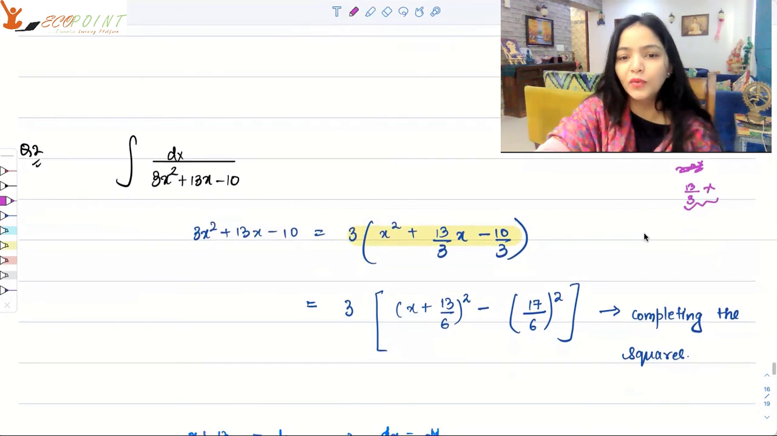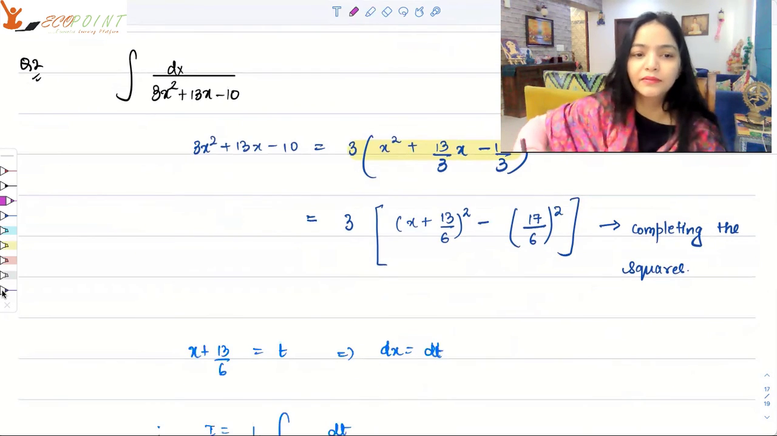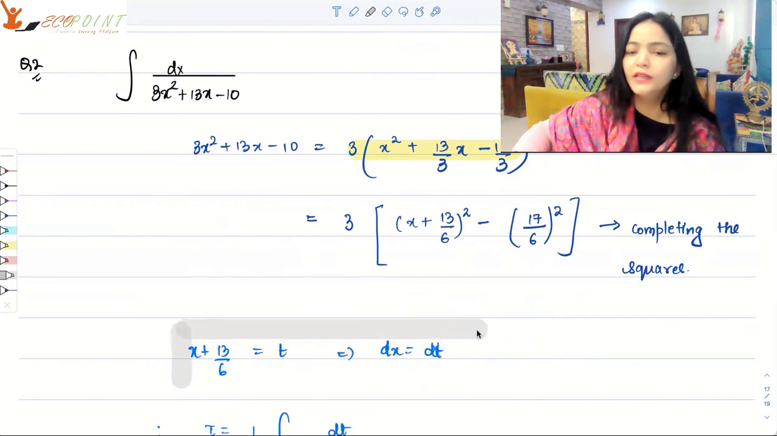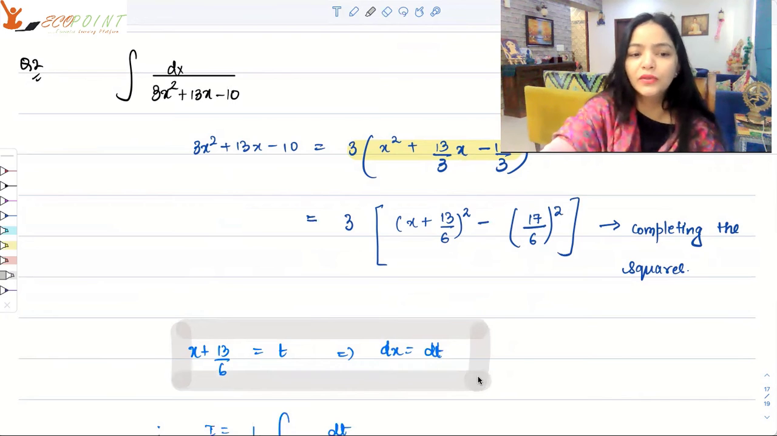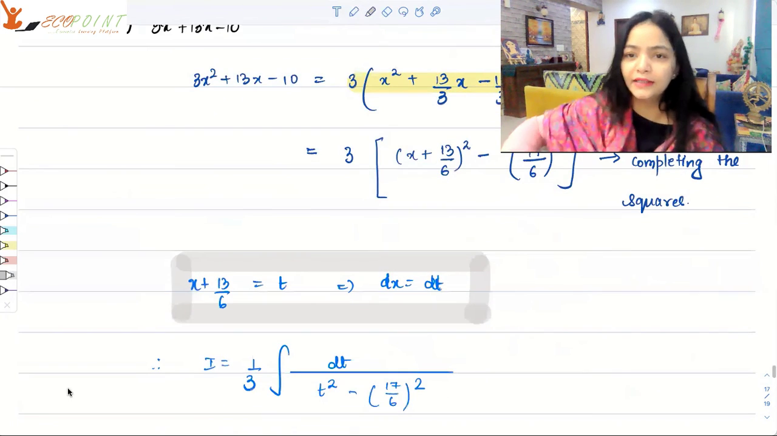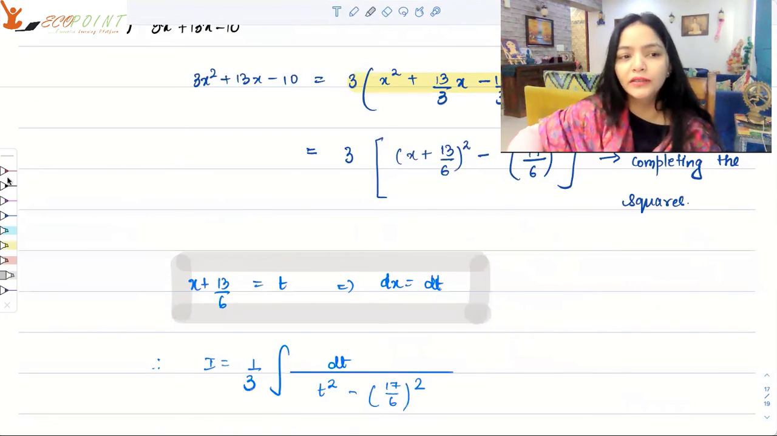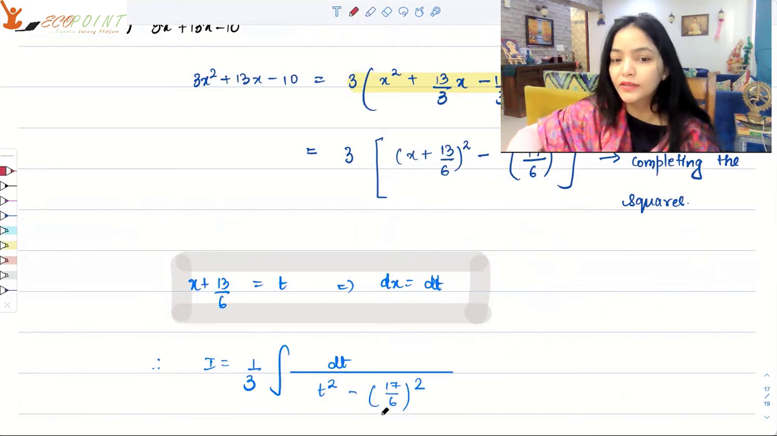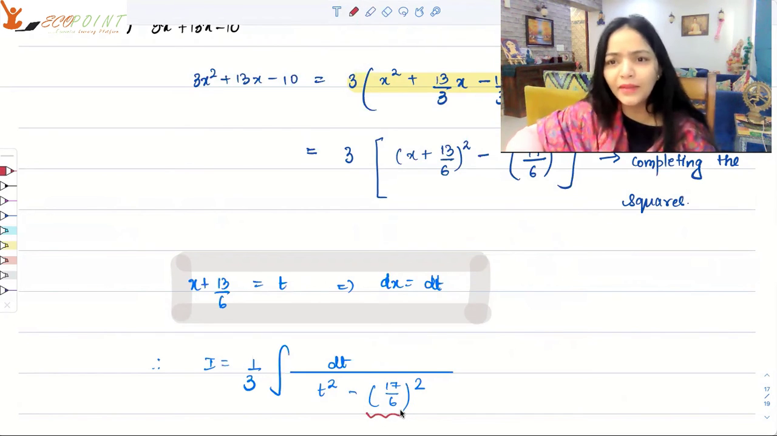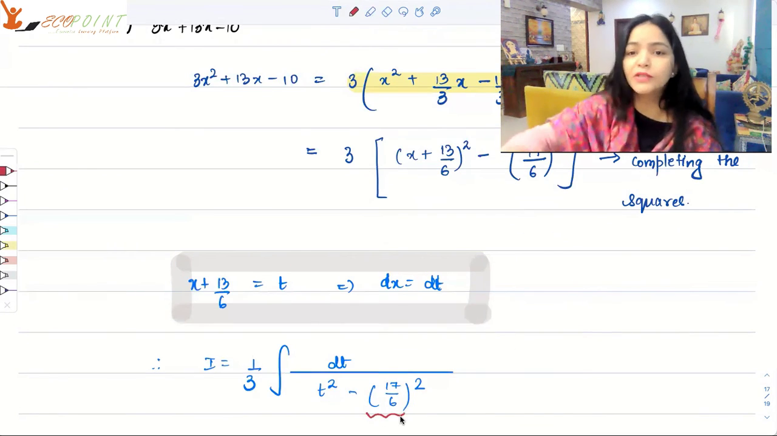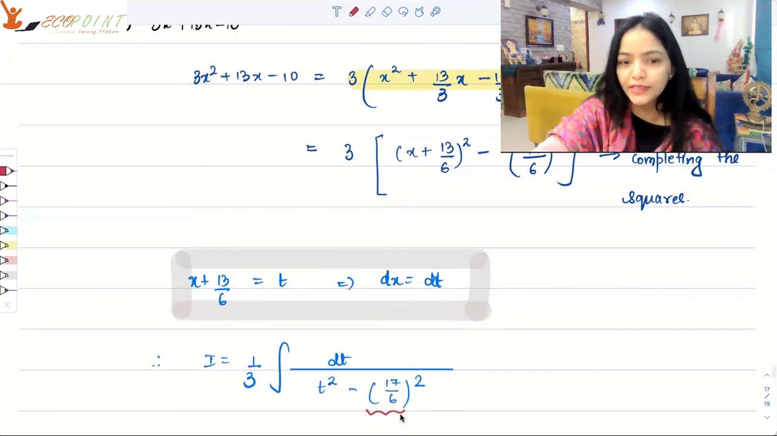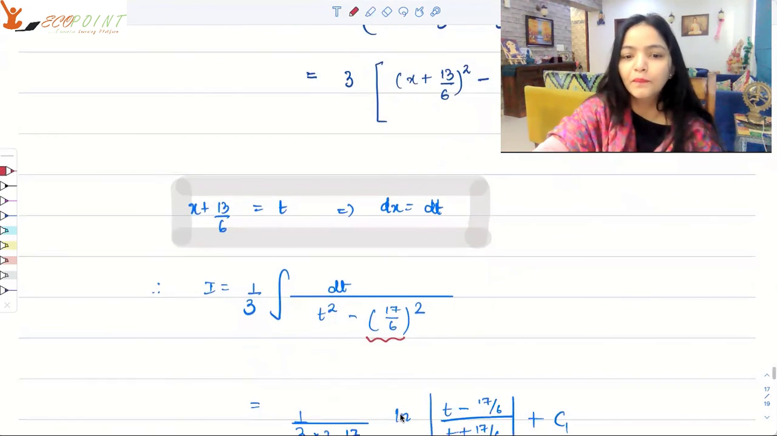And again, what will you do? You will put x plus 13 by 6 as t, dx equal to dt. Not much of a change there. So your integral I becomes 1 upon 3 out here as common, and dt upon t square minus 17 by 6 whole square. This is your k. So that's what I meant by plus minus k square. It depends on what you are left out with. Okay, is it plus or is it minus?